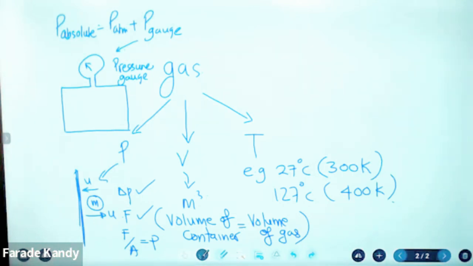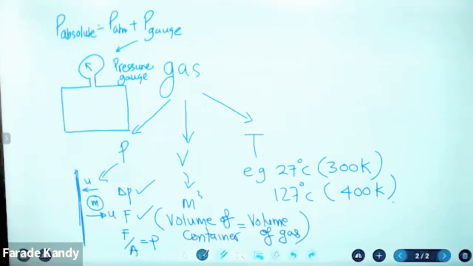Pressure is measured using a pressure gauge. This measures the gauge pressure. Inside brackets, write H rho G. So H rho G is called gauge pressure.